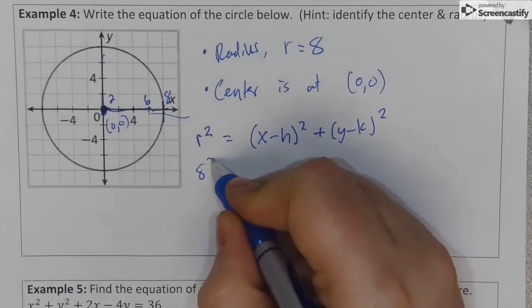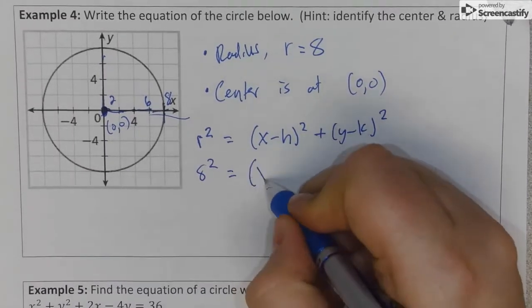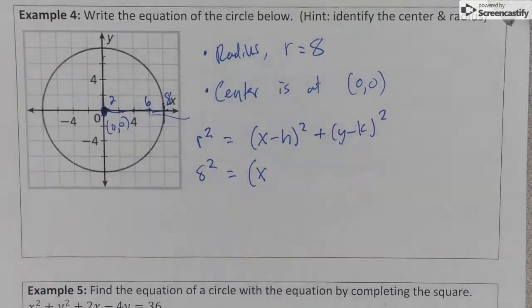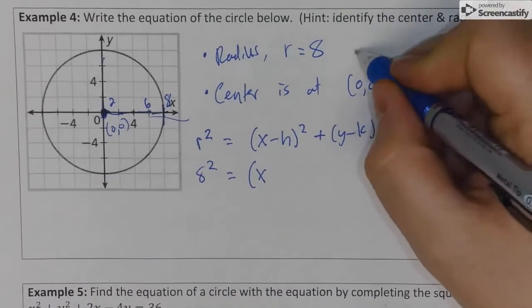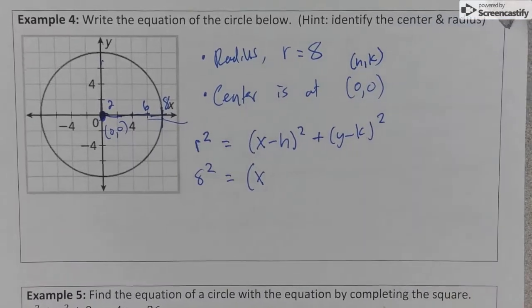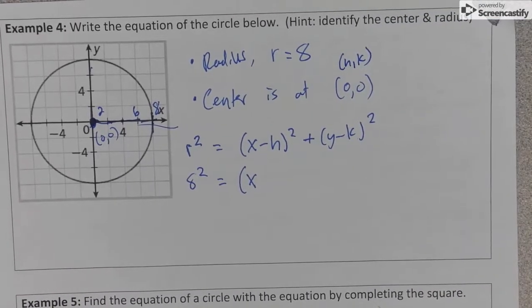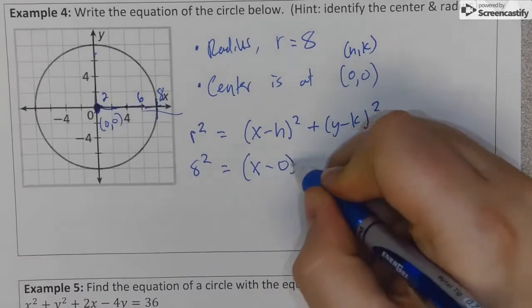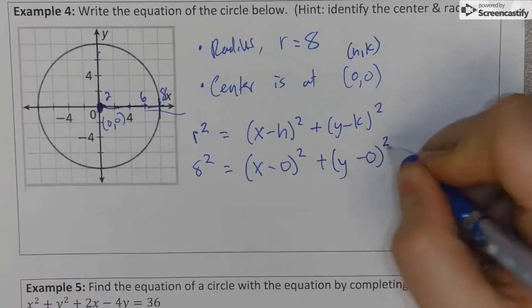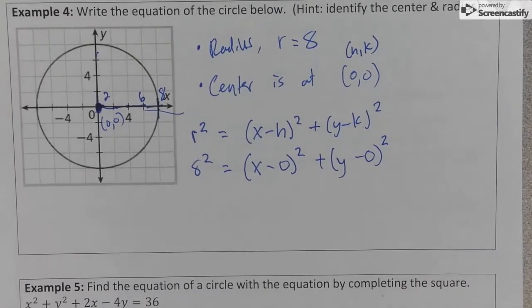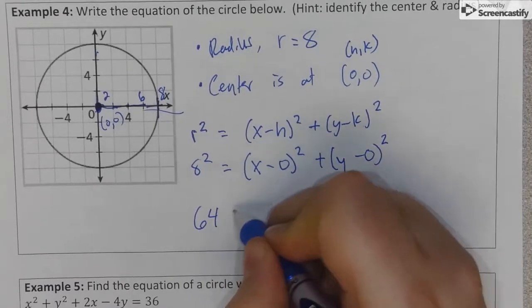R is 8 in this case. I'm going to leave x because I don't know what x is, but I know the circle has a center at 0, 0. So I'm going to let this point, the center, remember, is always the point h comma k. So instead of h, I'm going to have x minus 0 squared plus y minus 0 quantity squared, because the center is at 0, 0. So 8 squared, we know that is 64.